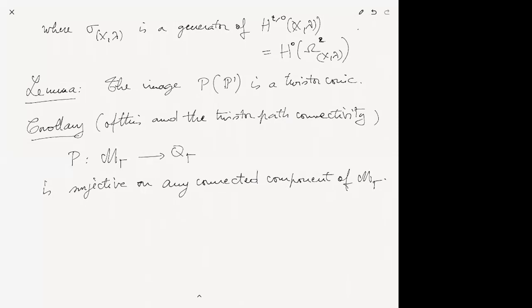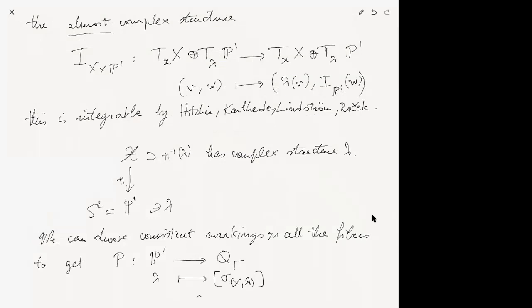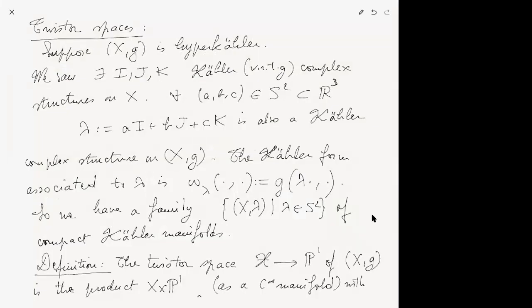Before I do that, I wanted to say something else about the twistor families, which is rather nice. We introduced the twistor family, right? We fixed a hyperkähler metric. Each time you fix a hyperkähler metric, you have an S2 of complex structures that are Kähler with respect to that hyperkähler metric. And then you can construct your twistor space, which is a one parameter family of compact Kähler manifolds parameterized by P1.